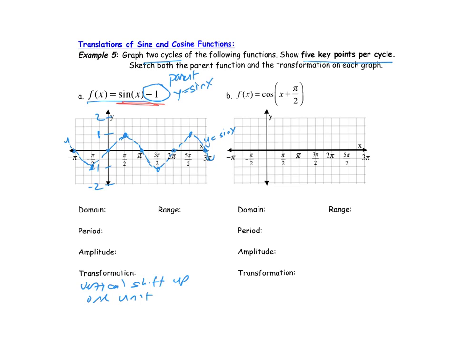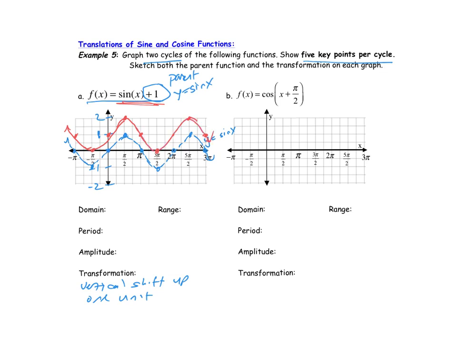So 0, 0 becomes 0, 1. Pi over 2, 1 becomes pi over 2, 2. Pi, 0 becomes pi, 1. 3 pi over 2, negative 1 becomes 3 pi over 2, 0. 2 pi, 0 becomes 2 pi, 1. 5 pi over 2, 1 becomes 5 pi over 2, 2. And 3 pi, 0 becomes 3 pi, 1. And I'll do the last 2, just shifting them up 1 unit. And then we'll graph our function, y equals sine x plus 1.